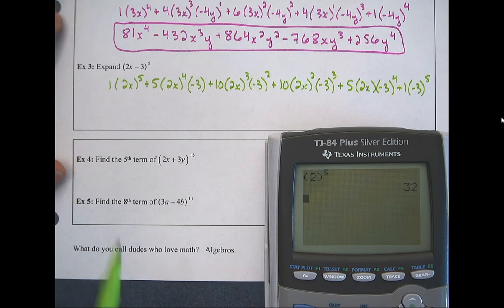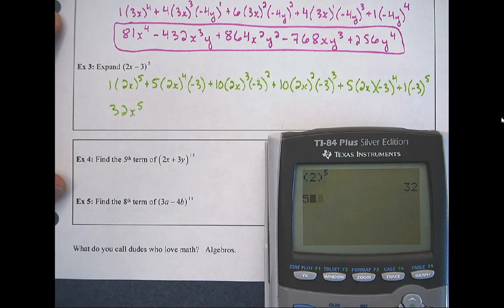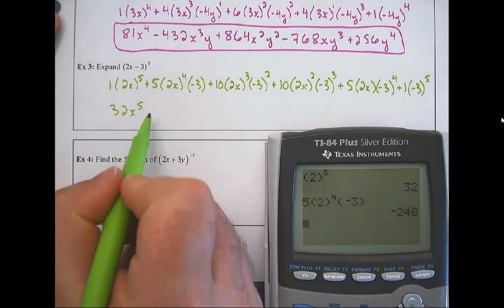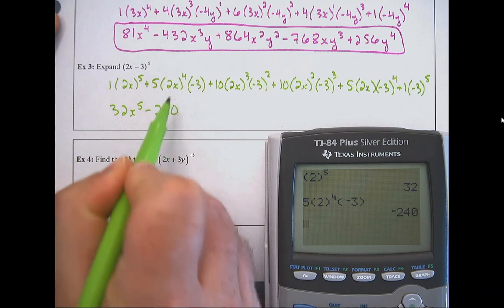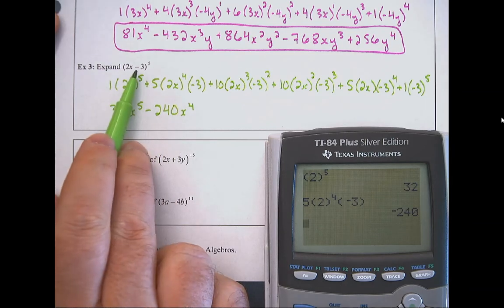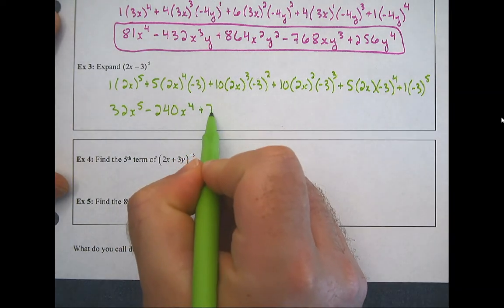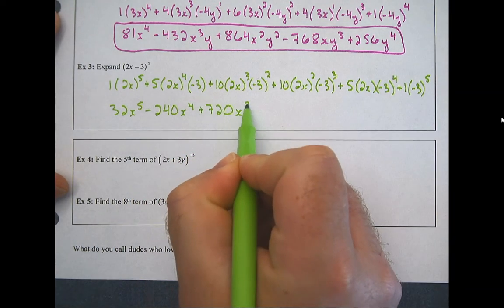2 to the fifth is 32, so I have 32x to the fifth. 5 times 2 to the fourth times negative 3. So negative 240 is my coefficient, and I have 4 x's. Oh, that's it. 4 x's. This doesn't have a y. I guess that makes sense. 10 times 2 to the third times negative 3 squared. Positive 720. 3 x's.